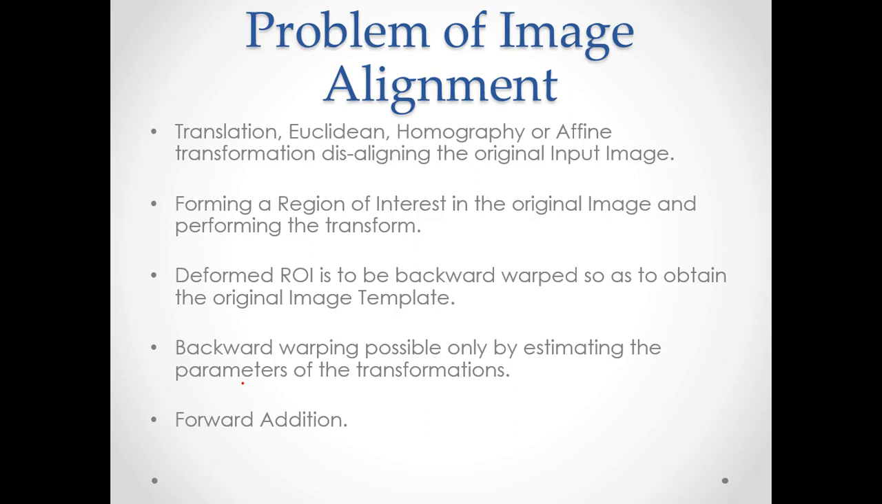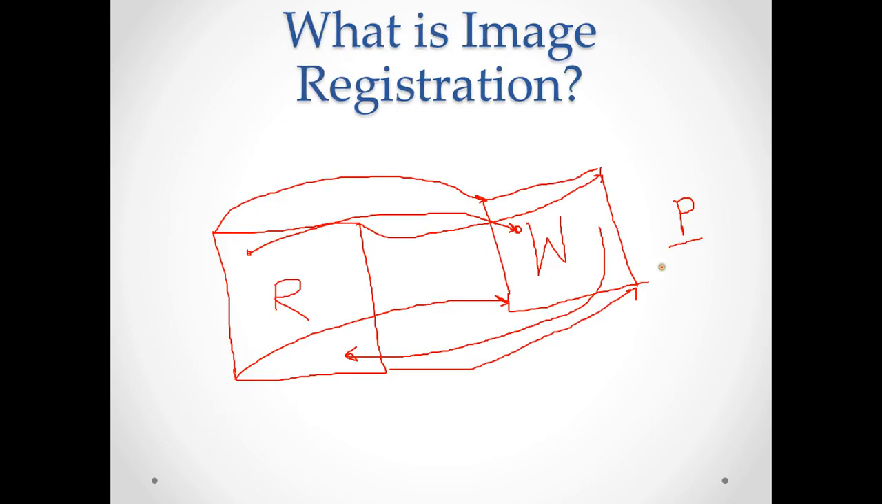Now as I said, we would only consider the region of interest. This is important because if we consider the entire image and iterate for every point, it would take a huge amount of resources in terms of CPU, time and power. So we will consider only a specific region of interest, which could be a square section or triangular section or anything. Only the region of interest is deformed, and that is backward warped to obtain the original image. This backward warping is only possible by estimating the parameters, as I said in the previous slide.